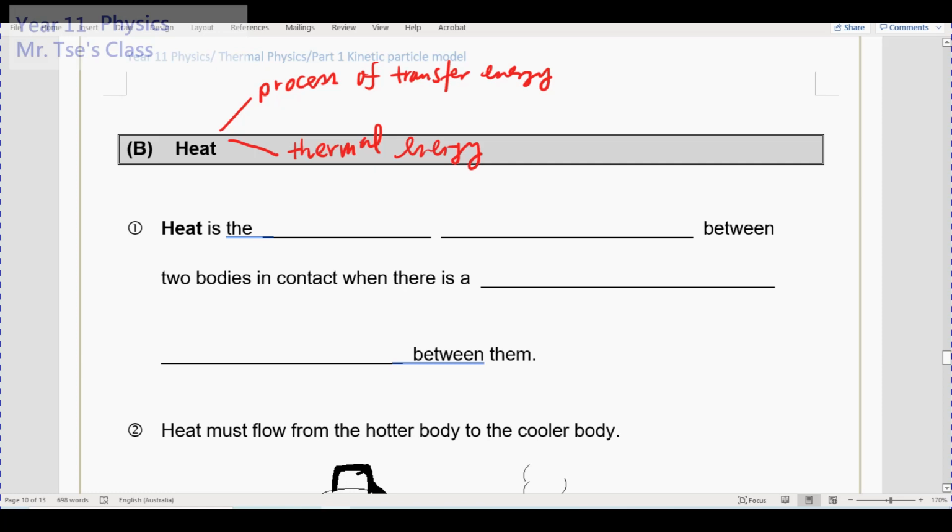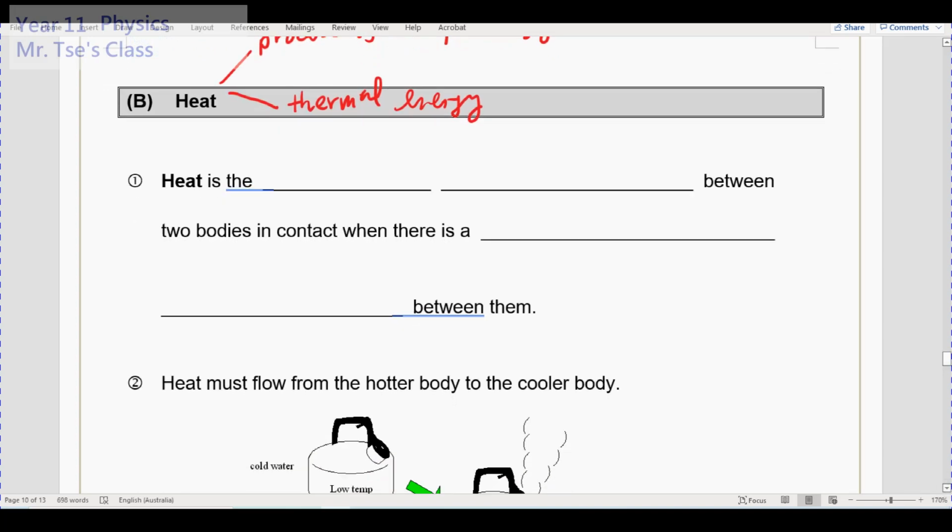Okay, but anyway, in our syllabus, it mentions thermal energy. It doesn't mention the process of transferring energy. So I might use the second definition more. Okay, here is what happens between two bodies in contact, and then when they say between them, let's say here is just the energy.